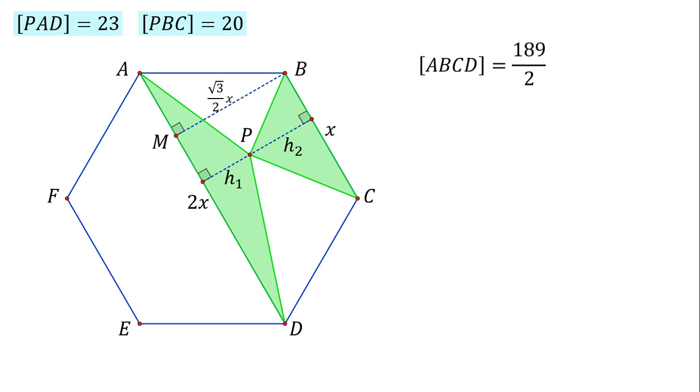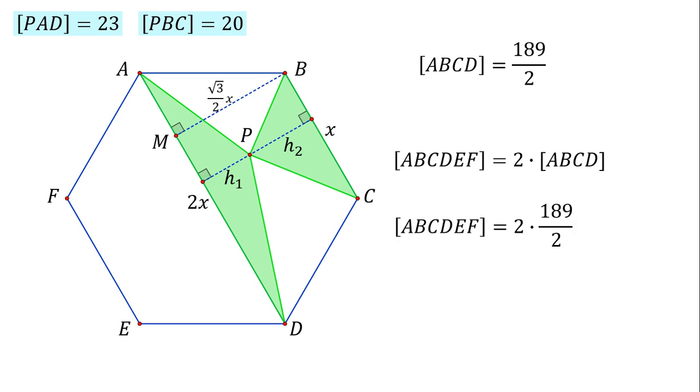So now we can solve for the area of the hexagon. The area of the hexagon ABCDEF is just twice the area of ABCD. So the area is 2 times 189 over 2. And so the area of the hexagon is 189 square units. And this is our final answer.